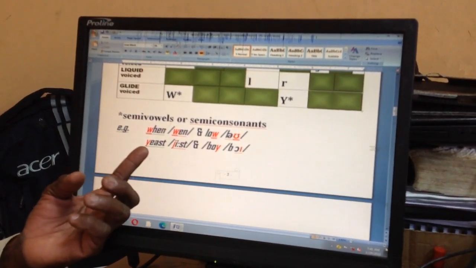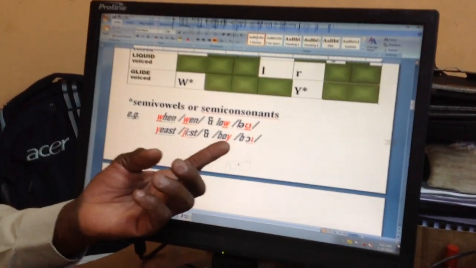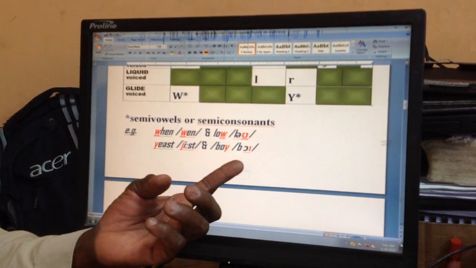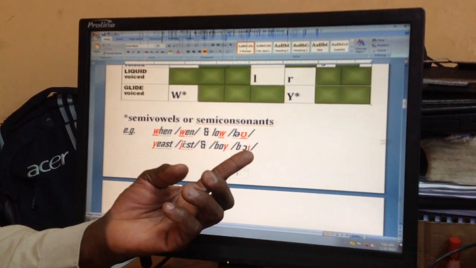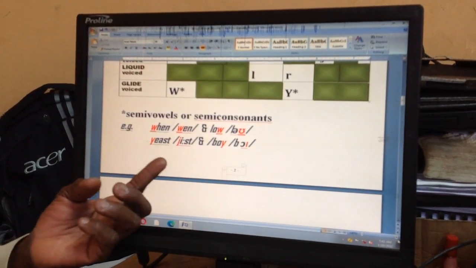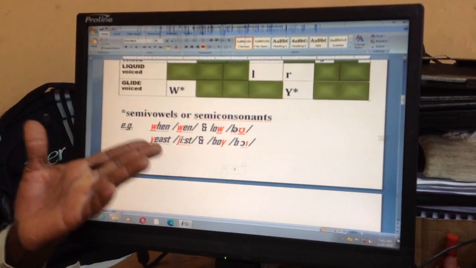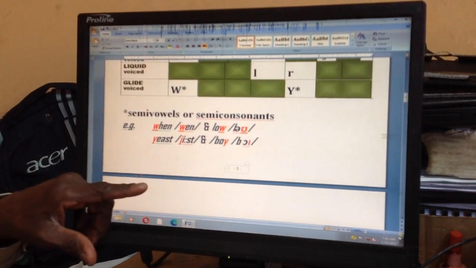The same with Y. If it is at the beginning, it's a consonant. When it comes at the end or in the middle, it's a vowel. Bicycle. Okay? Boy. The Y there is a vowel. But here, yeast, year, yet, yes, these are all consonants. That's why they are semi-vowels as well as semi-consonants.